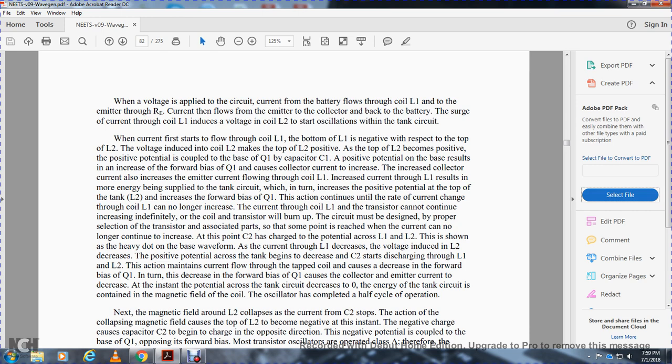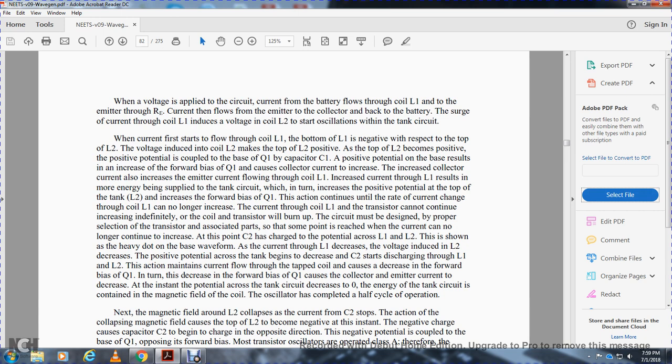The current through the inductor and transistor cannot continue increasing indefinitely, or the coil and transistor will burn up. The circuit must be designed with a proper selection of transistor. At some point the current no longer continues to increase. The chart shows the potential across inductors 1 and 2, along with the base waveform.